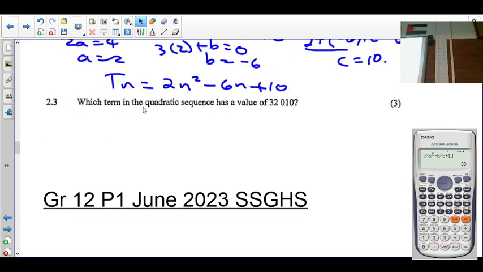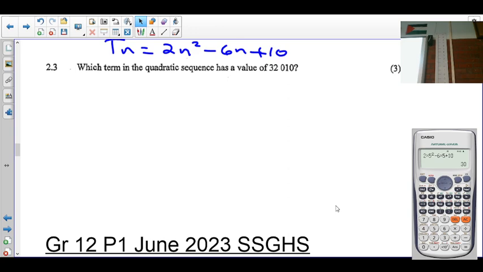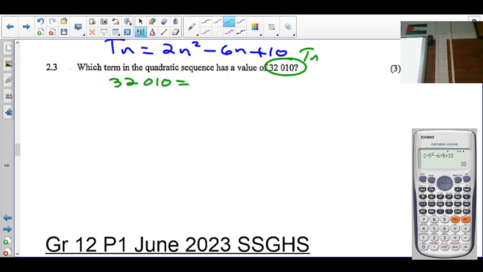Then the question says, which term of the sequence has a value of 32,010? Which term of the sequence? Remembering that is the nth term. So it's 32,010 is equal to 2n squared minus 6n plus 10. So you got 0 is equal to 2n squared minus 6n minus 32,000.